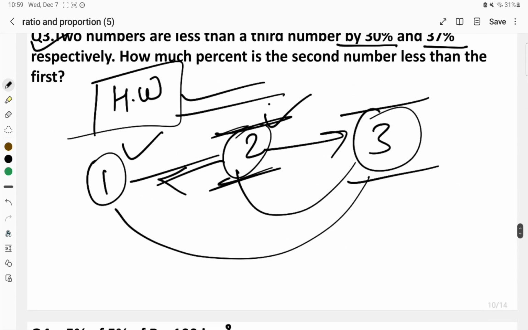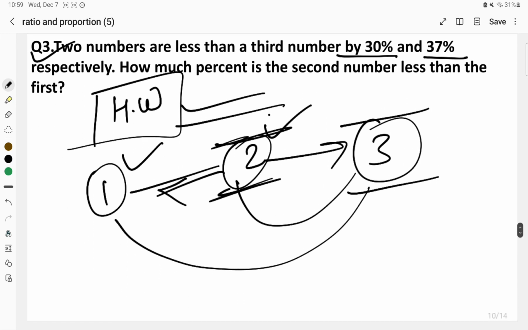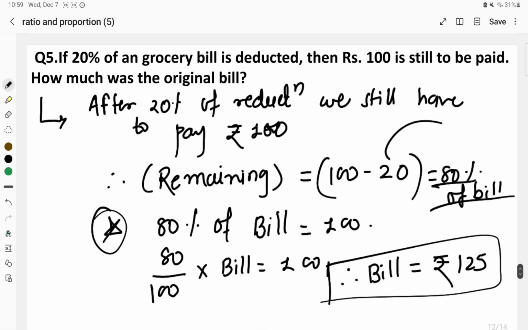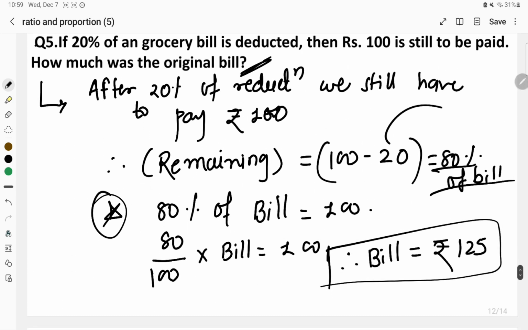This was the method we use to calculate the answer to this question. Now question number 3 is the one that you have to solve as homework. This was the question I had given you as homework in the previous lecture, so I'm hoping you will solve this third one also. Try to solve it, and if not, I'll explain it in the very next lecture.